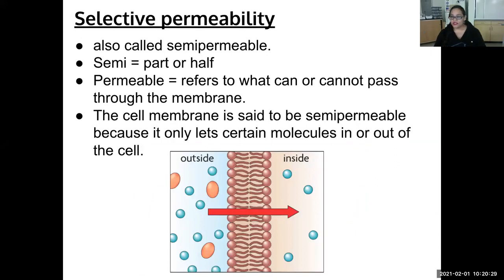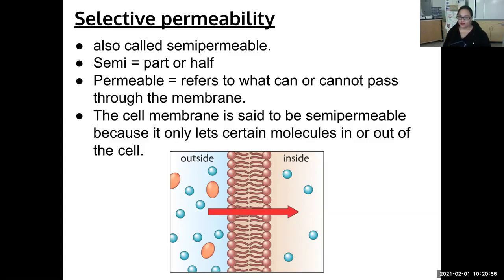Selective permeability is another characteristic of the cell membrane. It's also called semi-permeable, so those two terms mean the same thing. You'll see it worded both ways. Semi means part or half. Permeable refers to what can or cannot pass through the membrane. The cell membrane is said to be semi-permeable because it only lets certain molecules in or out of the cell.